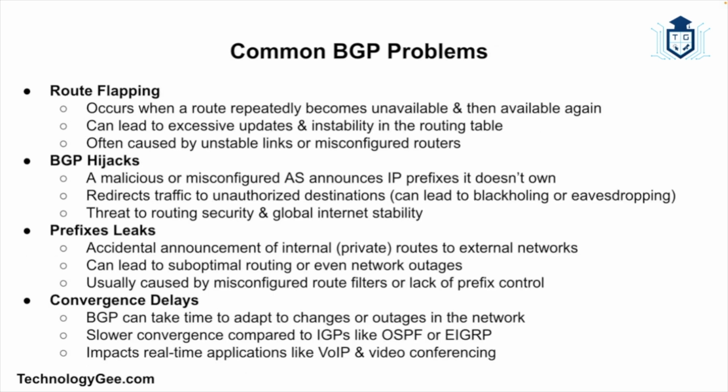Now, while BGP is powerful, it's not perfect. So here are some common issues associated with it. You have what is called route flapping, and this is when routes are constantly going up and down. You have BGP hijacks, and this is a malicious or misconfigured autonomous system that announces someone else's IP range. You have what are called prefix leaks, and this is accidentally announcing internal routes to the public internet. And you have what is called convergence delays, and this is where BGP can take time to recover from outages.